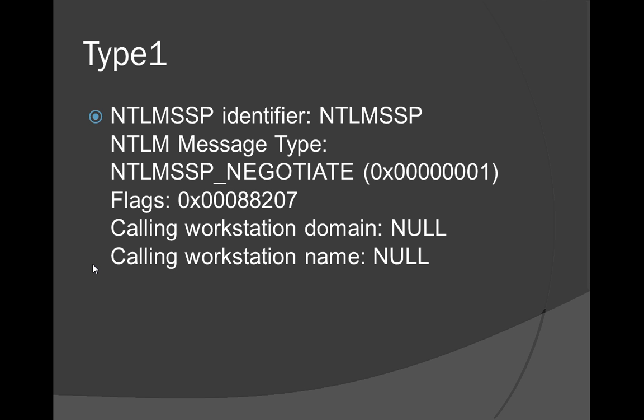So this is a typical type 1 message. The message type would be the NTLM SP negotiate, and the flags that are set are what the client actually supports, and it has the option of passing the name of the domain and workstation.